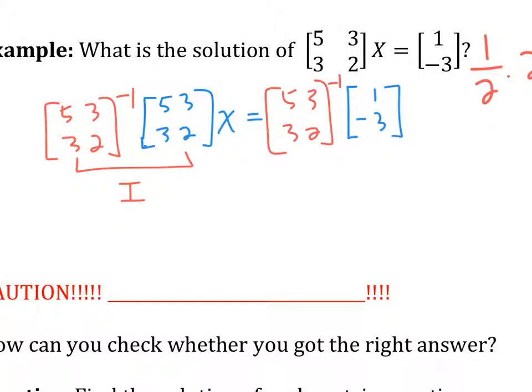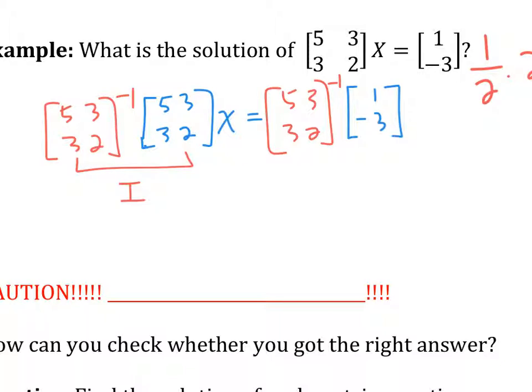Yeah, you will get a totally different number. And sometimes you can't even multiply. So please make sure that you look at the order. To get rid of the matrix on the left, you multiply by the inverse matrix on its left. Therefore, on the right-hand side, you have to multiply by the inverse matrix on the left of the matrix.